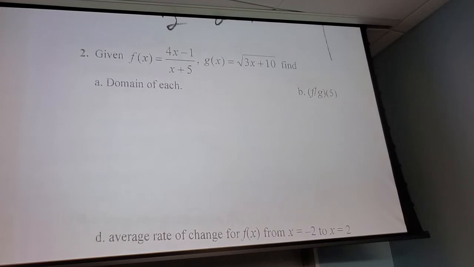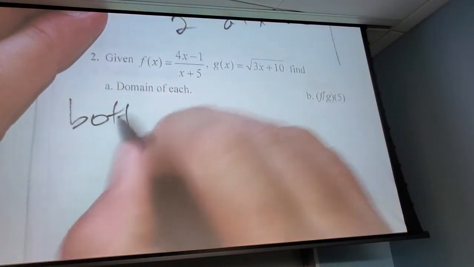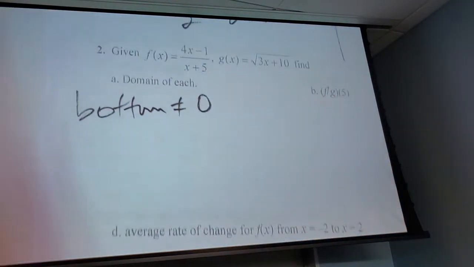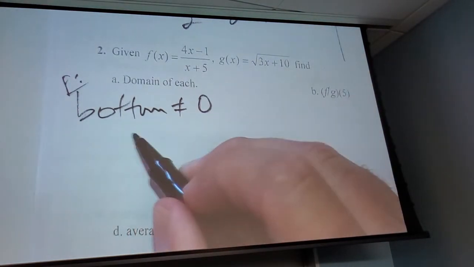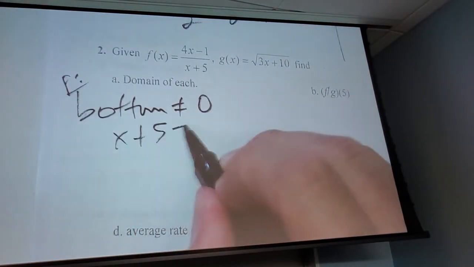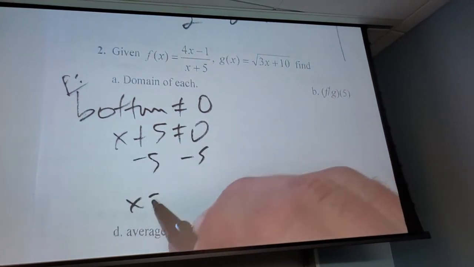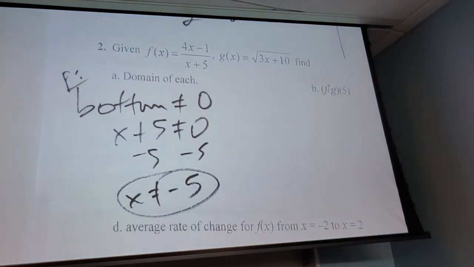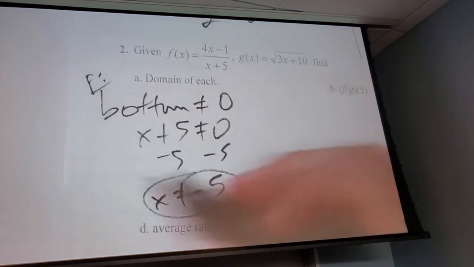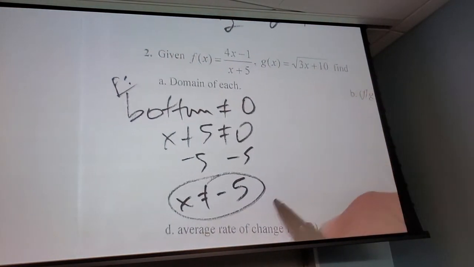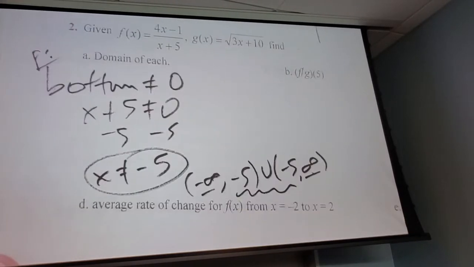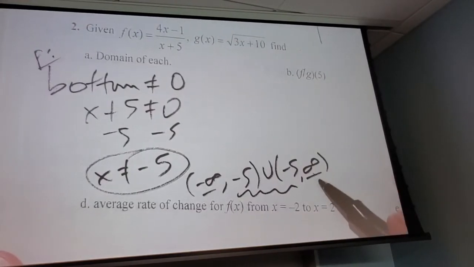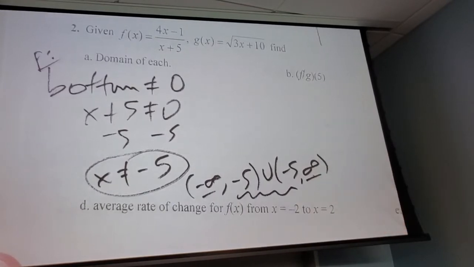So let's write it in English. Bottom not equal to 0, right? That's for the f function. What's the bottom? x plus 5. x plus 5 can't be 0, so therefore x can't be negative 5. Bam! And in interval notation, that would be negative infinity to negative 5, union negative 5 to infinity. So you include everything from here to here, except you skip negative 5. It's a cool less than infinity, by the way. It just looks like a very relaxed 8, but that's not infinity.